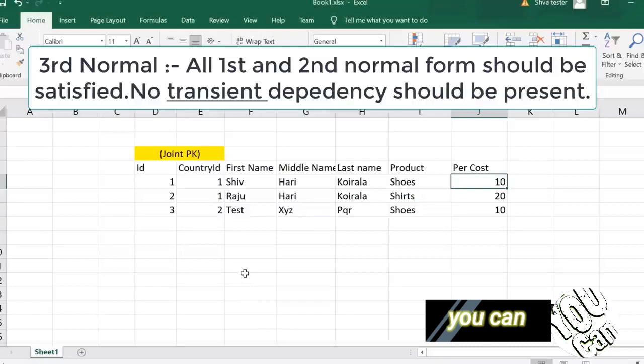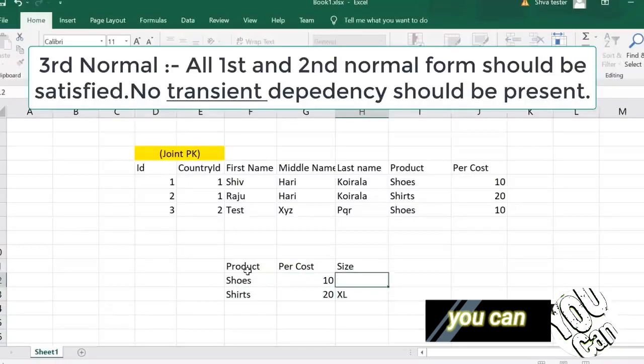Now what should really happen out here? You should have a product master somewhere, and there you should have the cost and the size of the product, whatever it is. So we'll say, okay, shoes is 10 and shirts is 20, extra large or whatever, size of 8 and so on. And then we don't need it here. So when we say shoes, we look up here and we get the cost. So there should not be any transient dependency of a non-key column on another non-key column.